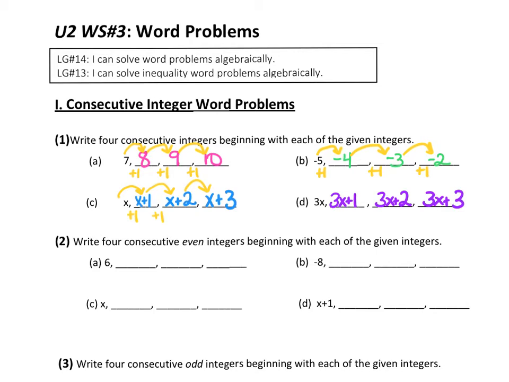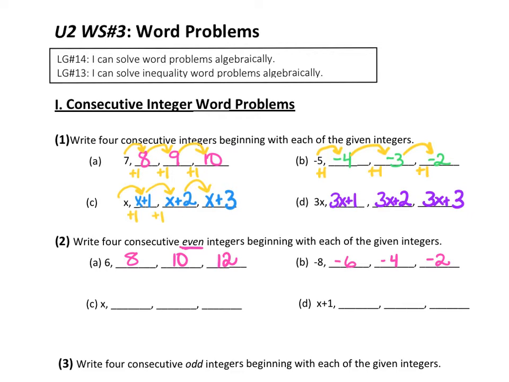Sometimes the word problems might ask you to find consecutive even integers, which is a little different than consecutive integers, but let's go through that. So if we start with 6, the next consecutive even integer is 8, and then we have 10, and then we have 12. On the other side of the number line in negative land, if we start at negative 8, our next consecutive even integer is negative 6, then negative 4, then negative 2.